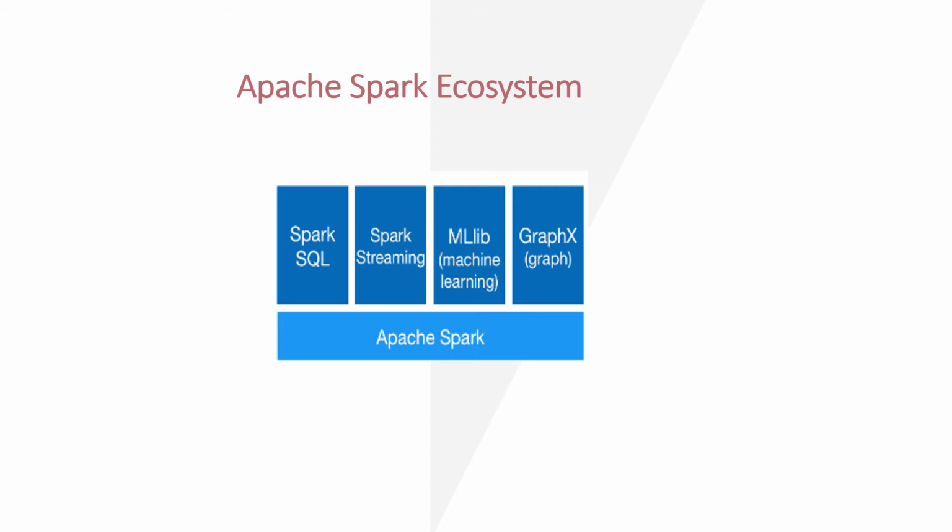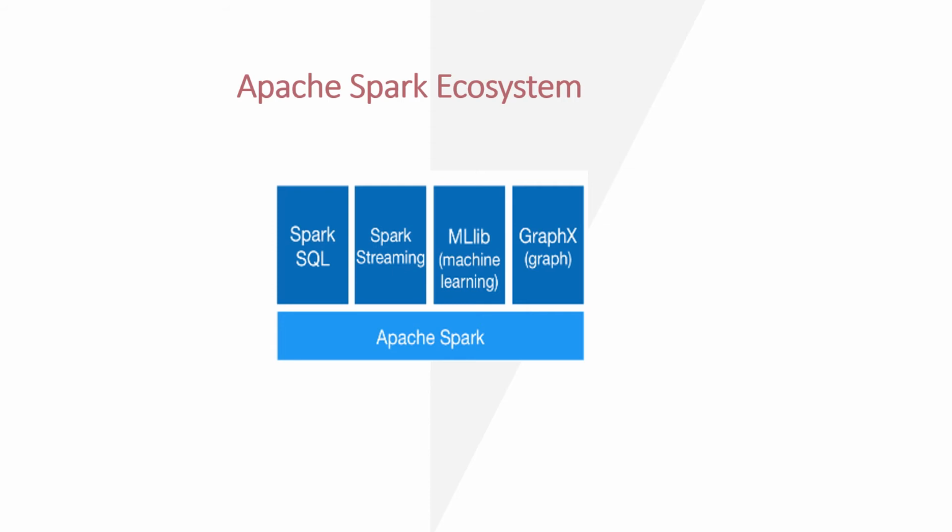MLlib is a distributed machine learning framework above Spark because of the distributed memory-based Spark architecture. According to benchmarks done by the MLlib developers against the alternating least squares implementations, Spark MLlib is 9 times as fast as the Hadoop disk-based version of Apache Mahout.